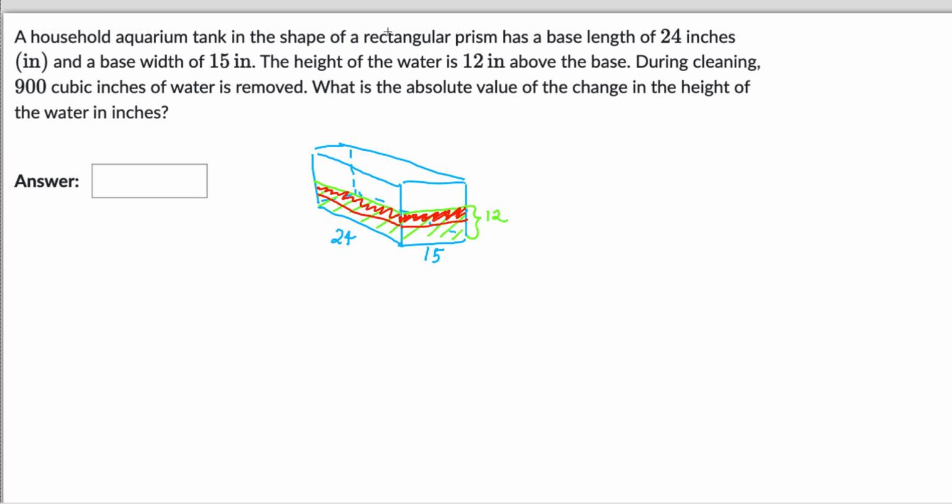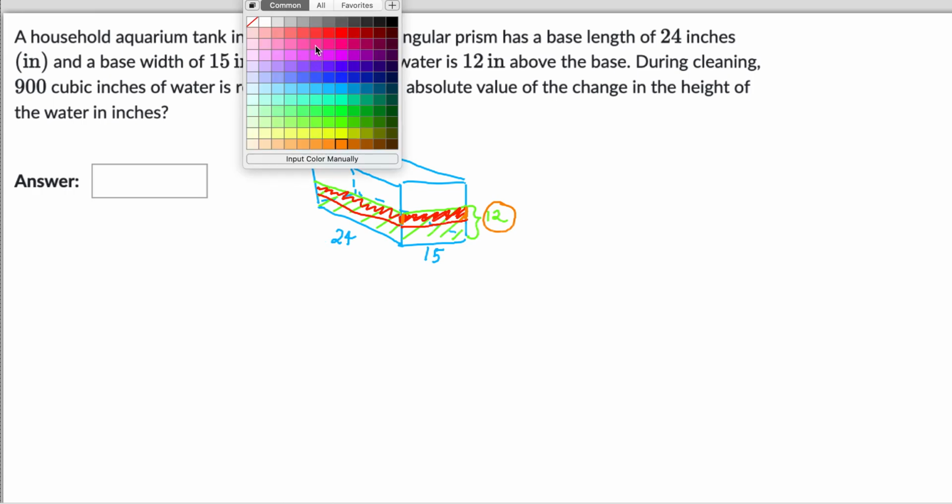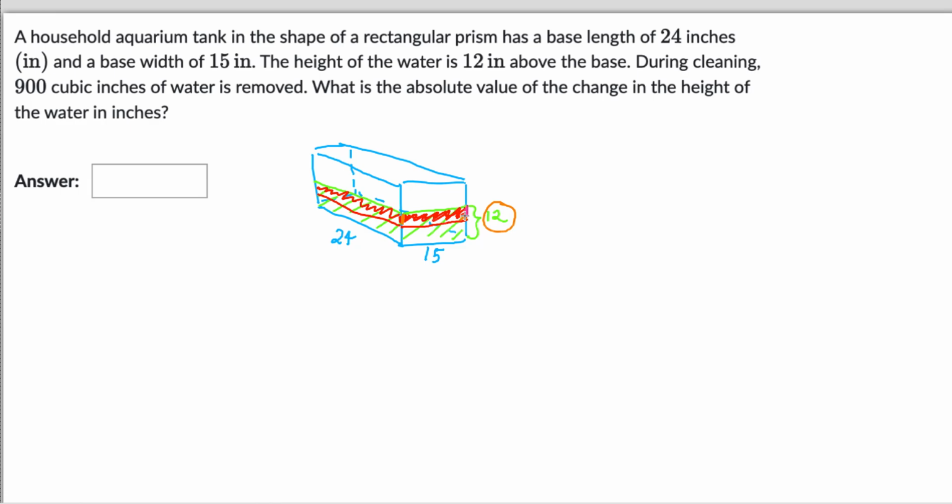And they want us to find the change in the height. It's tricky because they sort of give us useless information here. They give us this 12, which is useless because they want us to solve for this length. Let me do it in a different color so it's a little more clear. They want us to solve for this length, from here to here, because that's the change in the height. That's what this last question is asking. What is the absolute value of the change? The absolute value is just positive. So the change in the height, you don't want it to be negative. You want to say, oh, it went down 4 inches, or whatever it may be. So I just want to know what this height is, this change here.